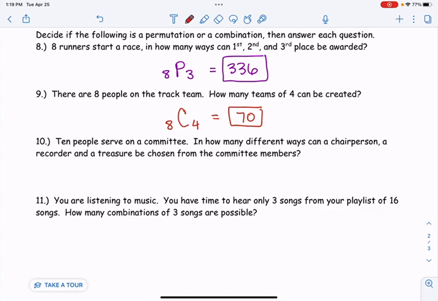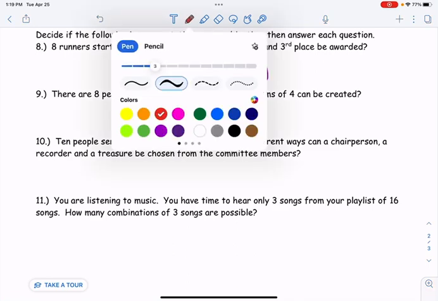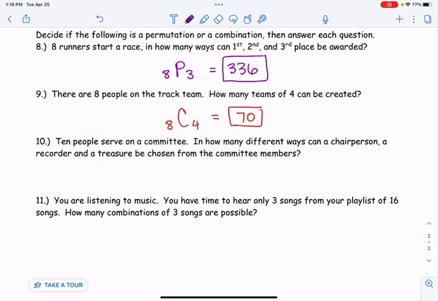Our last 2, number 10 says that 10 people serve on a committee. And how many different ways can a chairperson, a recorder, and a treasurer be chosen? Well, once again, the order matters. So I'm going to go back to a permutation. We're choosing 3 out of the 10. So I'm going to take 10 permutating 3. And again, we're using a permutation because the order is important. And this will give us 720 ways that we can pick a chairperson, a recorder, and a treasurer.